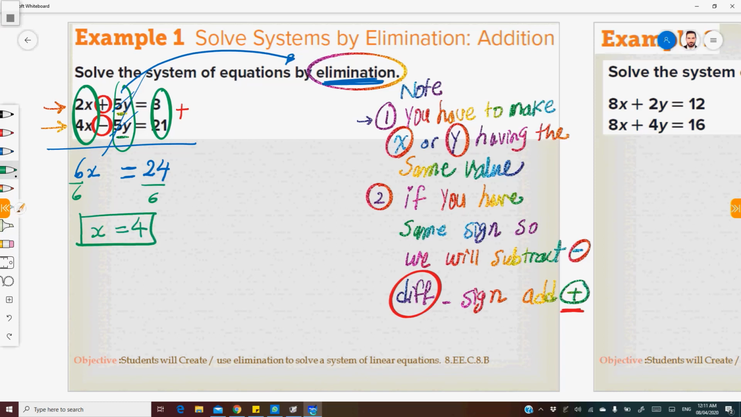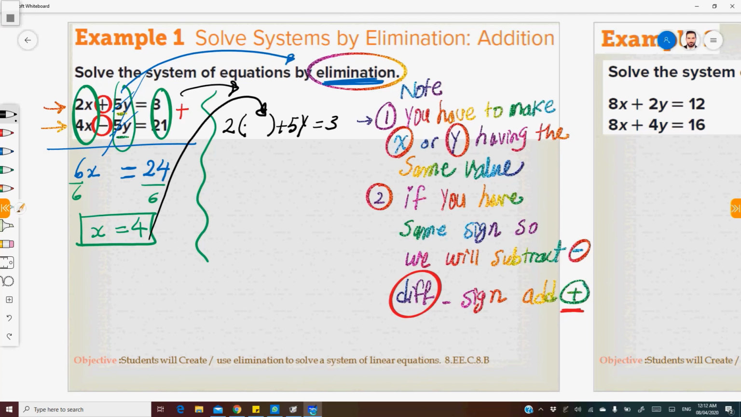If x is equal to 4, what am I going to do? Yes, I will substitute. Okay, mister, where do I have to substitute? In any one of these equations. Any one. I will take the same equation, the first one: 2, but I will not write x, plus 5y equals 3. Then I will substitute x equal to 4. If x is equal to 4, 2 times 4 is equal to 8, plus 5y equals 3.